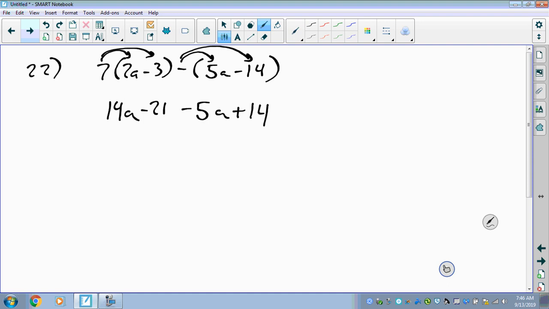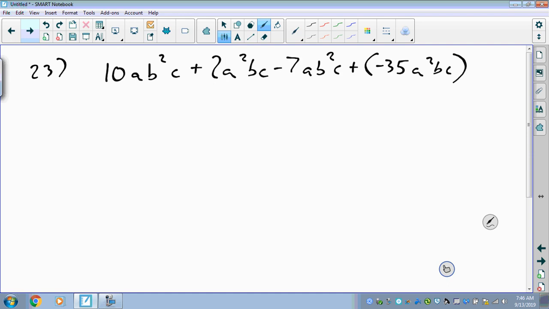Now we can go ahead and we can combine our like terms. So I have 14a minus 5a minus 21 plus 14. Well, 14a minus 5a is going to be 9a, my favorite road to drive on. And negative 21 and positive 14 is going to be negative 7, and that's as simple as you get it, right? I can't combine a's with anything else that doesn't have an a. All right.